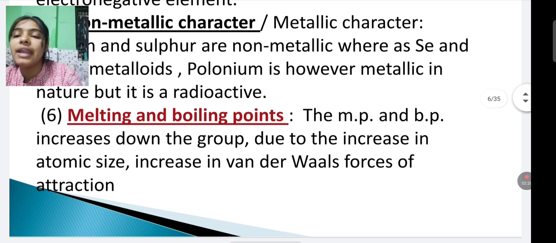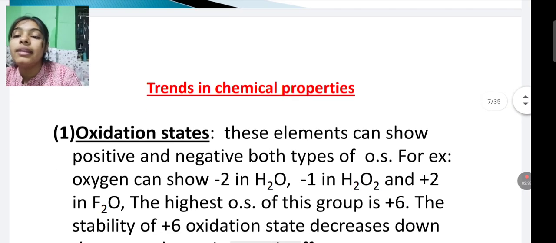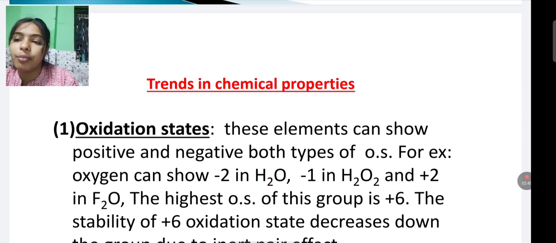Now discuss melting and boiling point. The melting point and boiling point increase down the group due to the increase in atomic size, increase in van der Waals forces of attraction. Now we see trends in chemical properties.